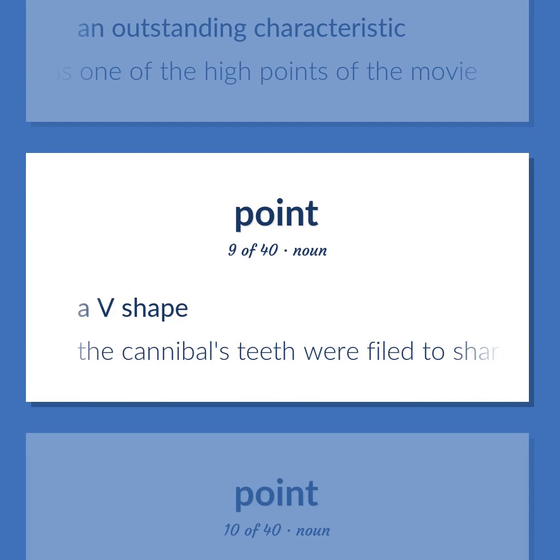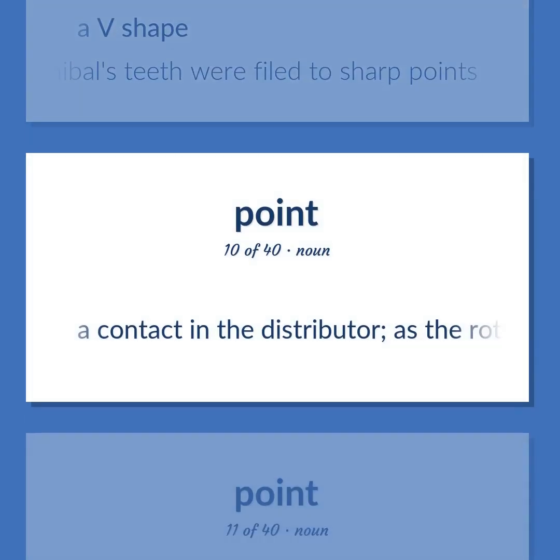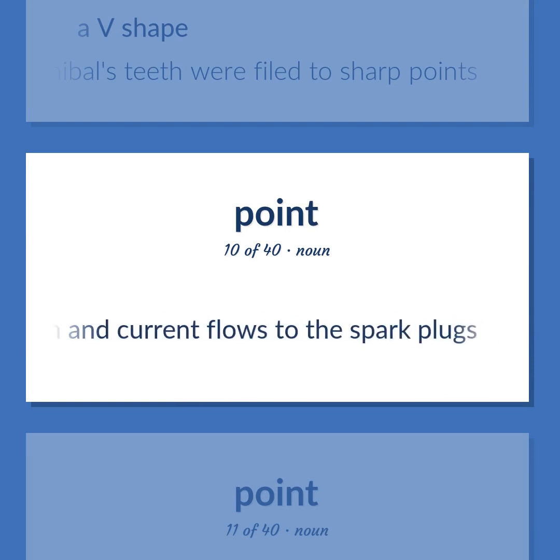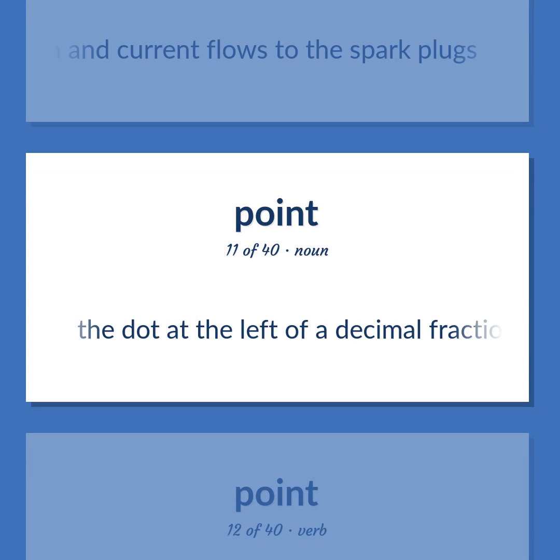A V shape. The cannibal's teeth were filed to sharp points. A contact in the distributor. As the rotor turns, its projecting arm contacts them and current flows to the spark plugs. The dot at the left of a decimal fraction.